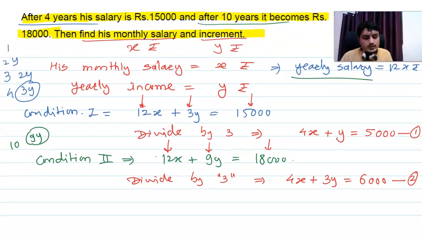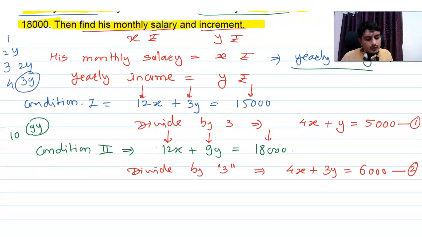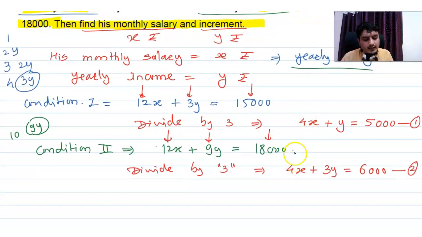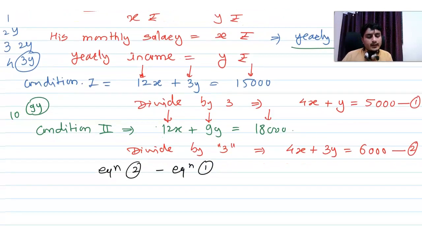Now look at equations 1 and 2 carefully. The coefficients of variable X are identical, having like sign convention, plus 4 and plus 4. So try to subtract equation 1 from 2. That means we are using the elimination method here to evaluate the values of X and Y. So 4X minus 4X becomes 0X, meaning they are getting cancelled.